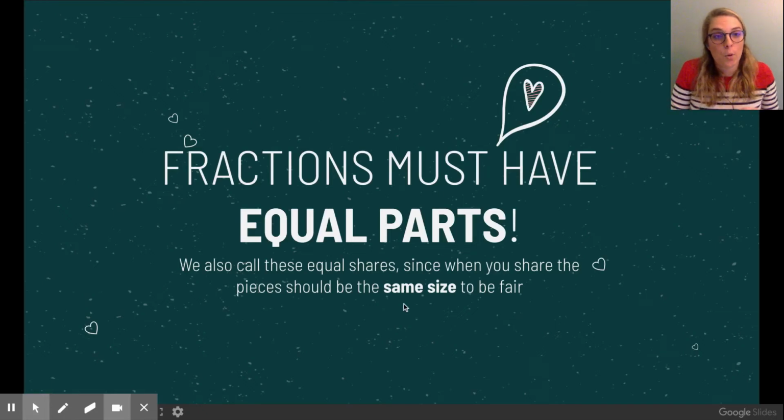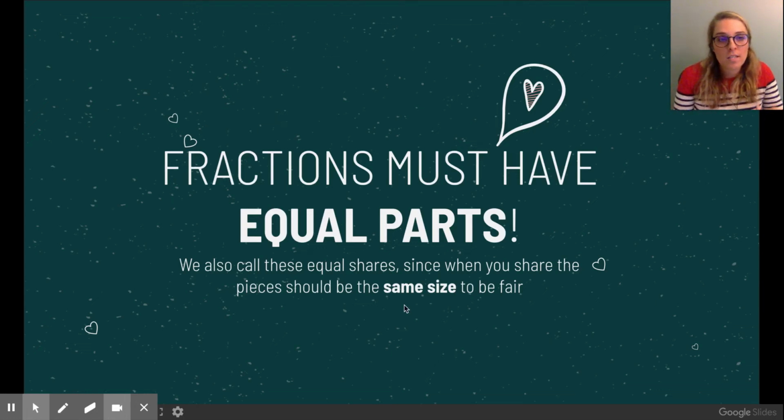This is a really important part. Fractions must have equal parts. So in order for us to be analyzing our objects as a fraction, the fractional amount of the shaded object, for example, those objects need to be broken into equal parts.